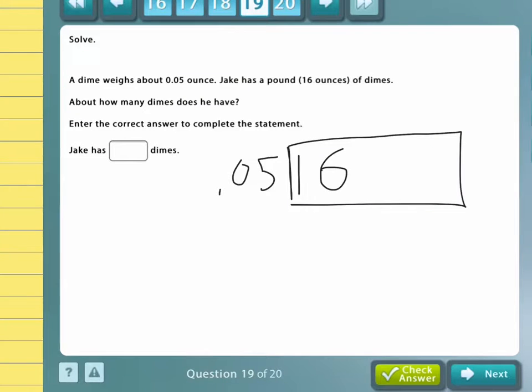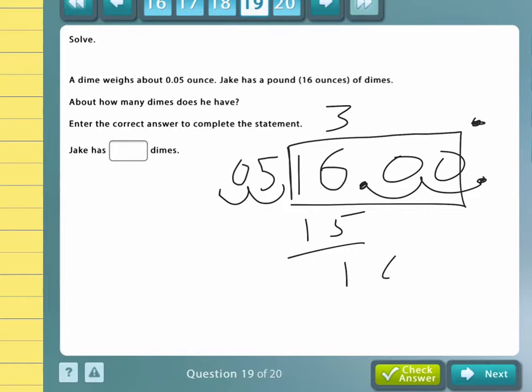I've set up the problem here. A dime weighs 5/100ths of an ounce. If Jake has 16 ounces, let's go ahead and put the 0 there, annex a couple zeros, put the decimal point there. Shift that over by 2, double shift that way, put it up. 5 goes into 16 3 times. 1 left over. 5 goes into 10 2 times. Nothing left over. Bring down the 0. So 5/100ths of an ounce divided into 16 ounces is 320, just as 1,600 divided by 5 is 320.